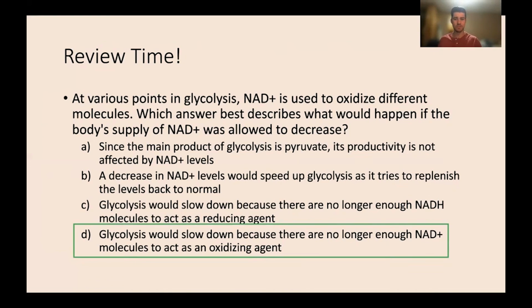C, glycolysis would slow down because there are no longer enough NADH molecules to act as a reducing agent. That's not true. NADH is a reducing agent, but glycolysis wouldn't slow down because there's no longer enough NADH. The reason why it's slowing down, which is D, is because there are no longer enough NAD plus molecules to act as an oxidizing agent. So if we have nothing to oxidize, then we're not really doing anything with the energy, and glycolysis is going to slow down. So D is the correct answer.